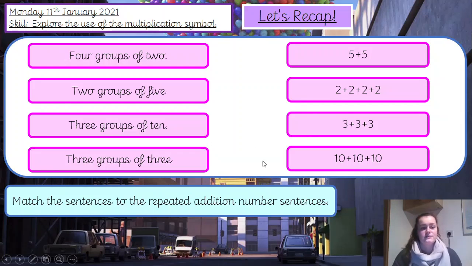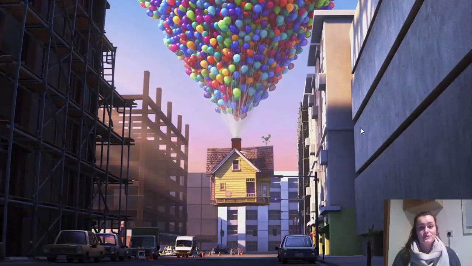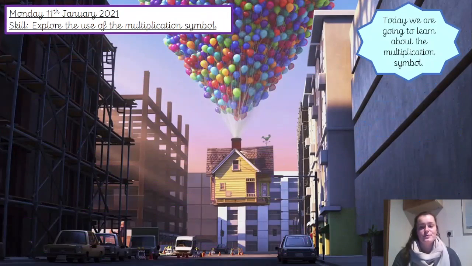Okay, so the first one up here says 4 groups of 2. So 4 groups of 2 is this one, 2 add 2 add 2 add 2. Then we've got 2 groups of 5. So 2 groups of 5 is this top one over here, 5 add 5. 3 groups of 10 is the bottom one, 10 add 10 add 10. And finally 3 groups of 3 is this one here, 3 add 3 add 3. Well done if you got those. Fab job, you've obviously got a great memory from last week.